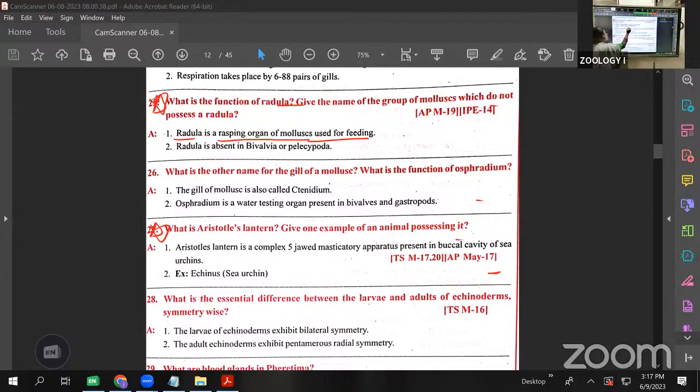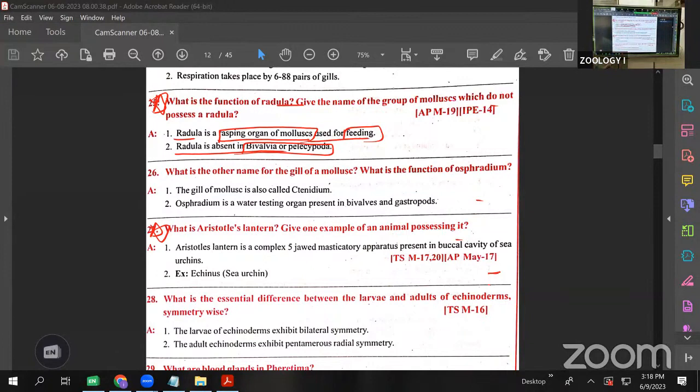Radula is absent in the bivalvia. Under the class bivalvia, the radula is absent. The remaining ones all have the radula, but these animals do not. So it is the rasping structure of mollusks, useful for feeding. In the bivalvia, the pelecypoda, they do not have the radula. The remaining all have it.